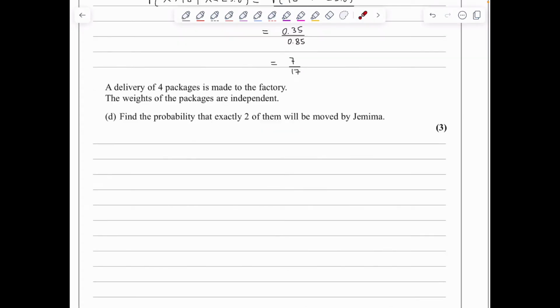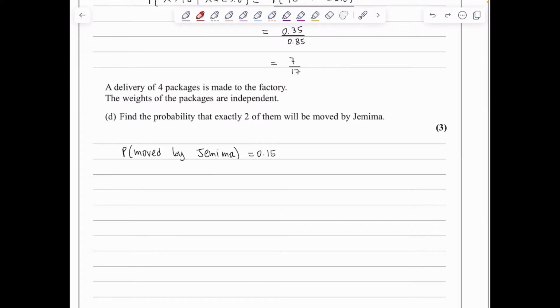In part D, we've got the delivery of 4 packages. The weights of the packages are independent, and we need to determine the probability that exactly 2 of them will be moved by Jemima. Well, we know that the probability of a package being moved by Jemima is 0.15. Remember, we've got 4 packages here, so we are wondering what's the probability that exactly 2 of them will be moved by Jemima. We will start by listing all possibilities.